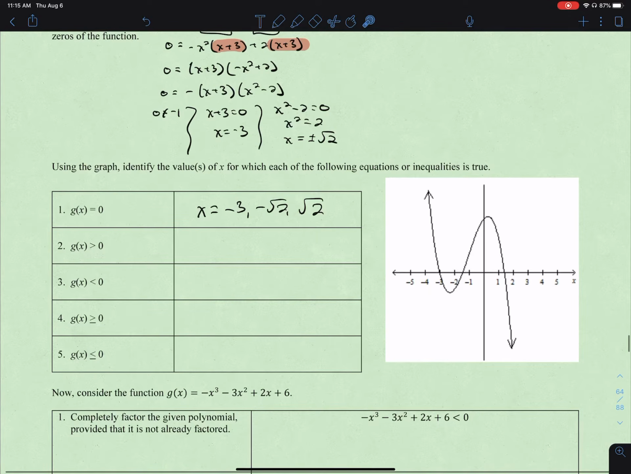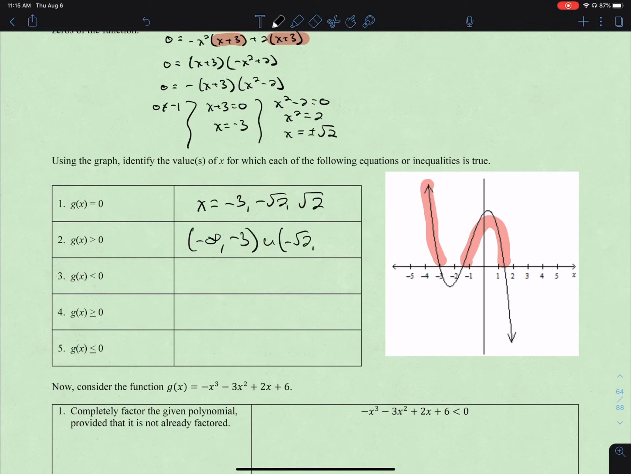When is the graph above the x-axis? That's what that's asking. It's above the x-axis on the highlighted areas, which is negative infinity to negative 3, not inclusive, in union with this x-intercept of negative square root of 2 to the next x-intercept of positive square root of 2.